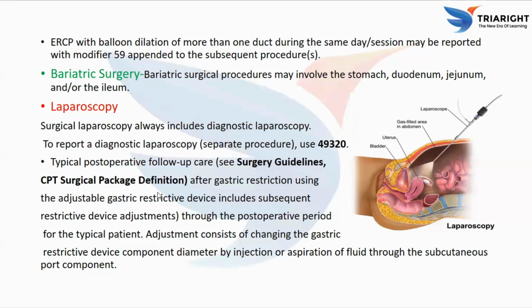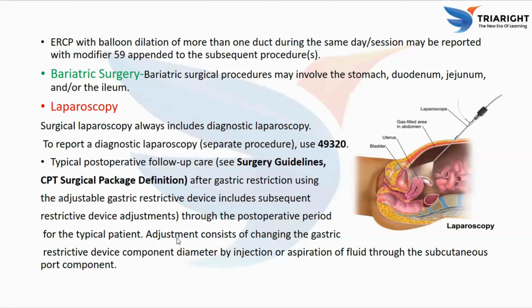Adjustable gastric band. So what is the post-operative care rule for this? What is included in the surgical package? After gastric resection using an adjustable gastric band, the global surgical package includes routine post-operative visits and also the subsequent band adjustments. So what is a band adjustment now?